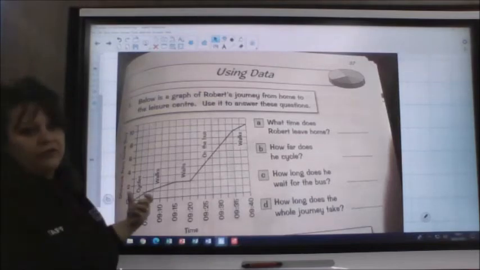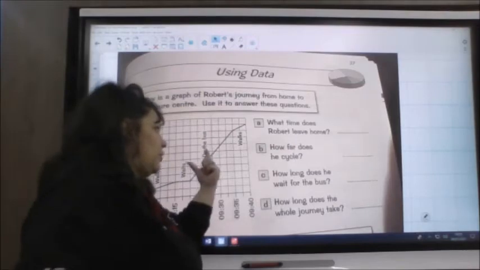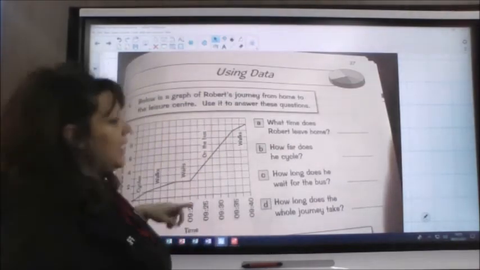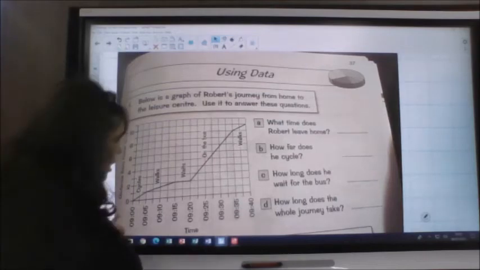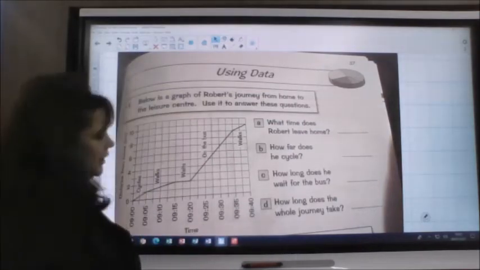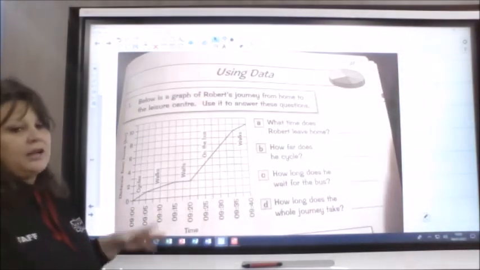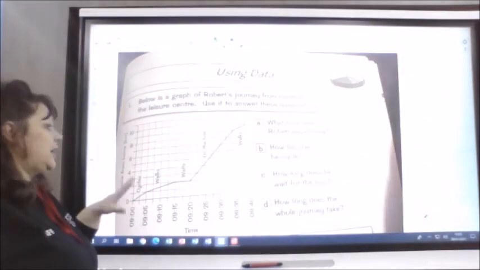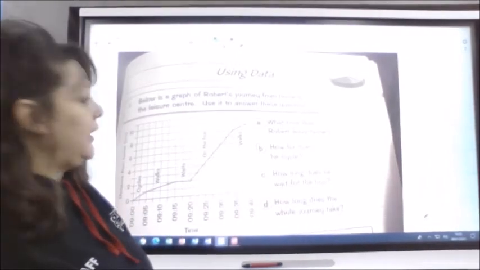So he's cycling for some time, he's walking for others, waiting for a bus, going on the bus, then walking again till he gets home. Okay, sorry, from home to the leisure centre. Along here gives you the time, so how long each of those stages of his journey took. And so we're going to have a little look and see what we need to answer, and I'm going to show you how we do that.